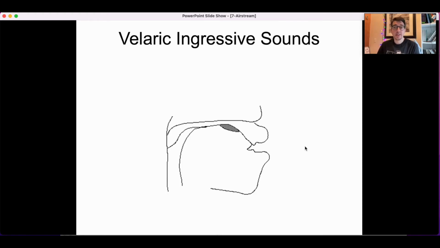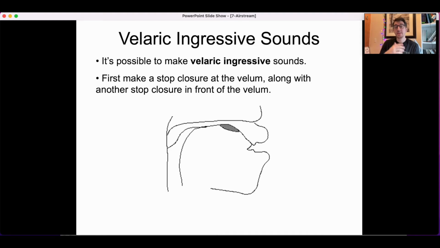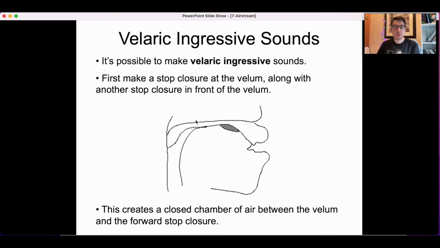The next one and last but not least are velaric ingressive sounds. Velaric ingressives are possible to make, and they are made in the following way. First, you make a stop closure at the velum along with another stop closure in front of the velum. So you can make a k stop closure and a t at the same time, right? So you're basically hitting the roof of your mouth, the back of your mouth, with the tongue, and here the front of your mouth or alveolar ridge. This creates a closed chamber of air between the velum and the forward stop closure.